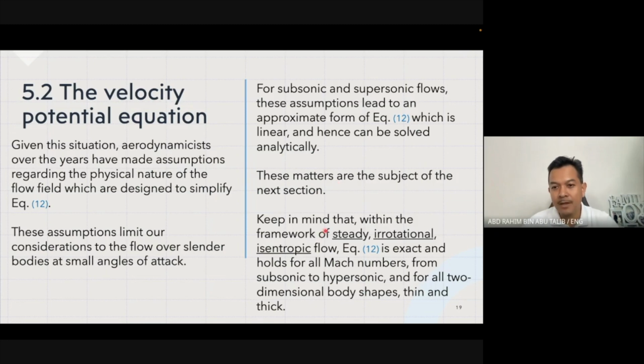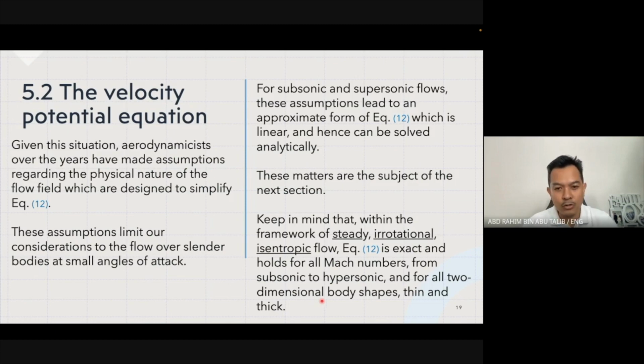Keep in mind that within the framework of steady irrotational isentropic flow, equation 12 is exact and holds for all Mach numbers, from subsonic to hypersonic. You should know that hypersonic is normally more than Mach 5. So starting from subsonic, from 0.3, going into the transition, transonic, and then supersonic, before we go to the hypersonic region. And it holds for all two-dimensional body shapes, thin bodies as well as thick bodies, airfoils or shapes.